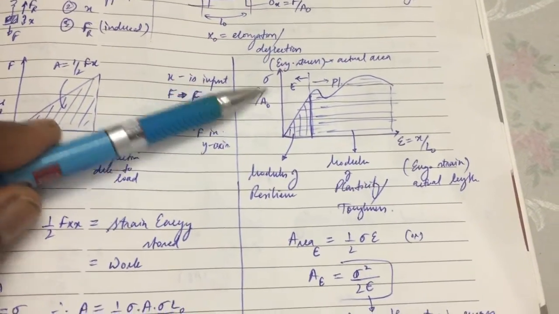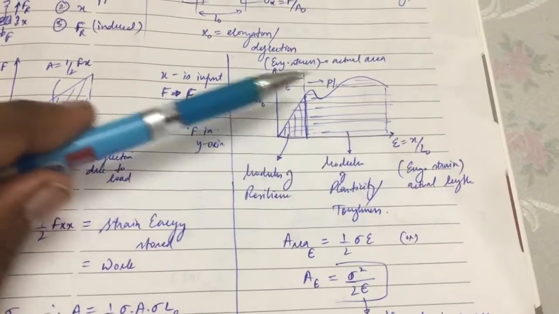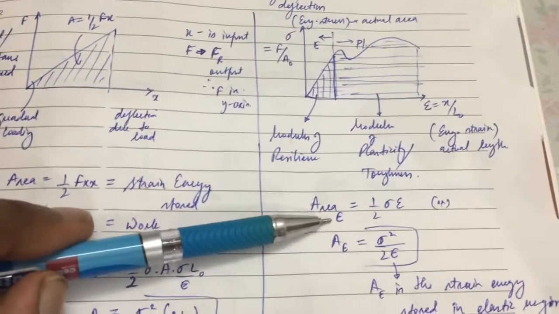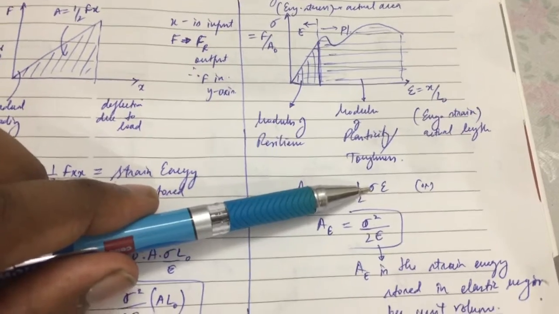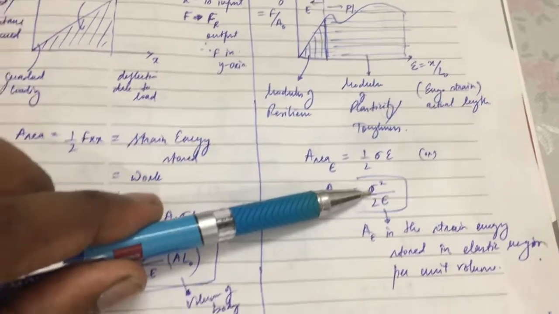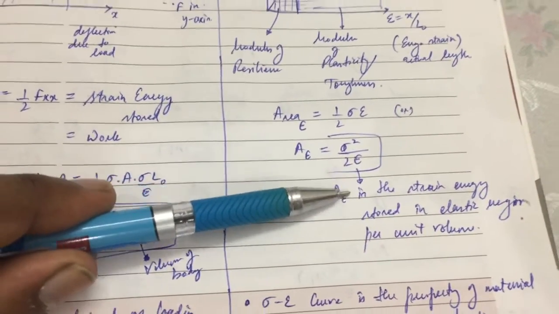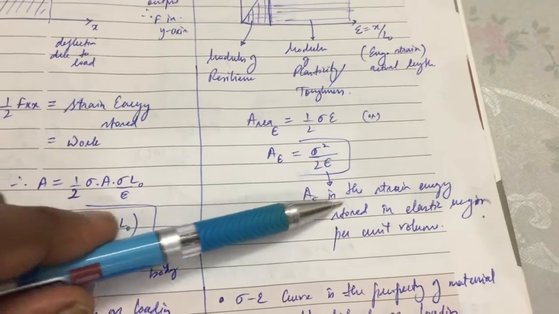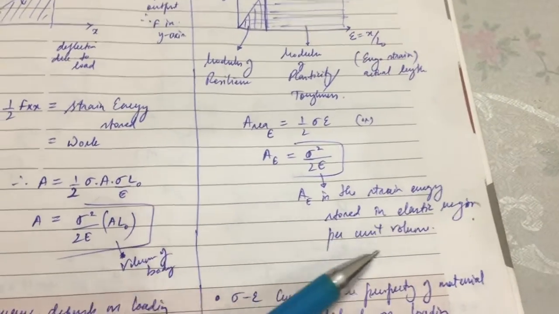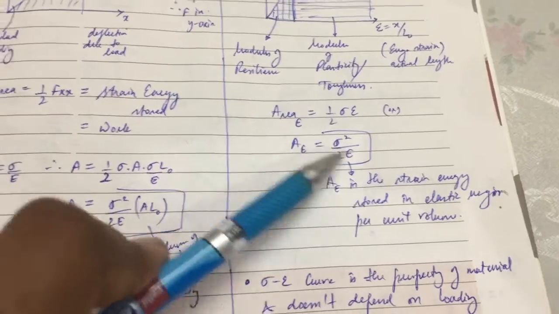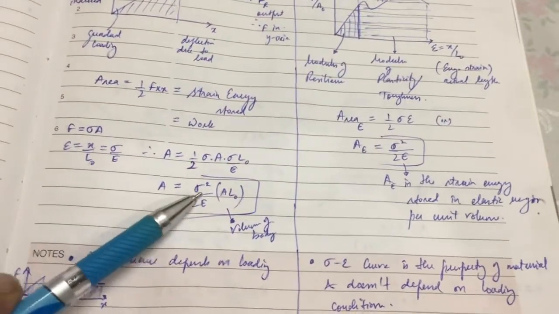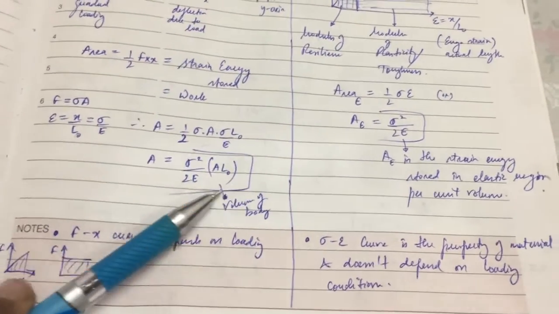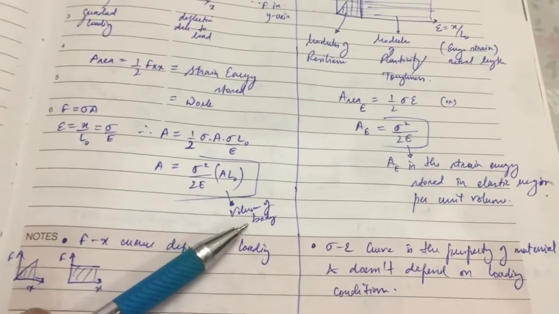So this is the engineering strain and engineering stress. Okay, so the area is half sigma epsilon, that is sigma squared by 2E, and that is the strain energy stored in the elastic region per unit volume. Okay, this is per unit volume, and this one is completely the strain energy loaded in the whole body, the volume of the body.